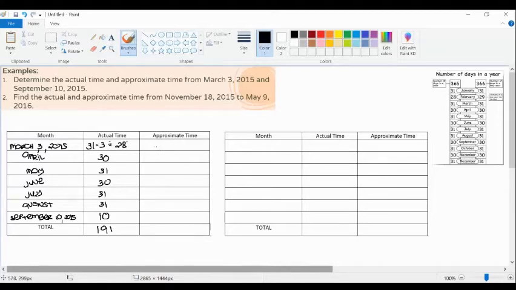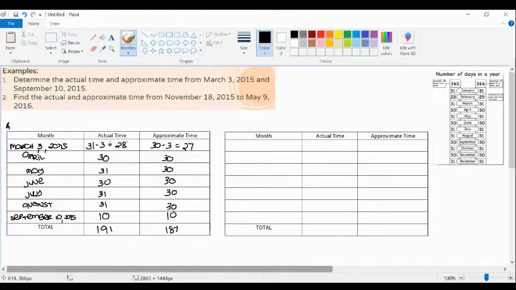While for the approximate time, we use 30 days in every month. So same as we did, 30 minus 3 will be equal to 27. And then all of the months will be 30, except for September 10, which is the end date. Then we're going to add these. It will give us an answer of 187. So therefore, the actual time from March 3, 2015 to September 10, 2015 is 191.